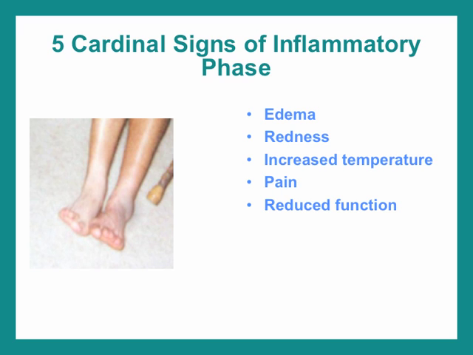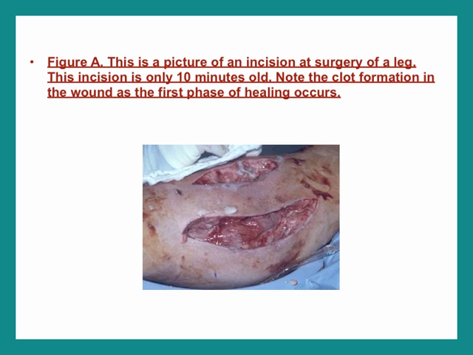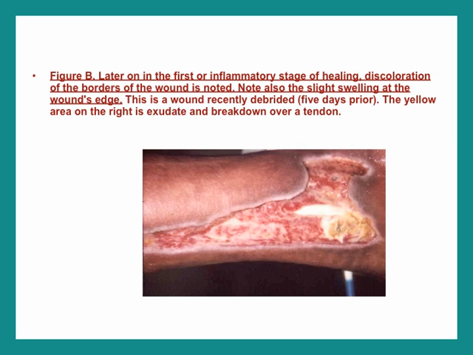The signs of the inflammatory phase, we have 5 cardinal signs. So typically we'll see some edema, some redness, increased temperature, there's pain that the patient will report, and reduced function in this phase. Here's a fairly graphic picture of an incision that's only 10 minutes old. So we see all of these things in this picture. Later on, as the wound heals, this is still in the inflammatory stage of healing, but it's later. And we have discoloration of the borders of the wound and slight swelling around the wound edges. So some visuals on that.